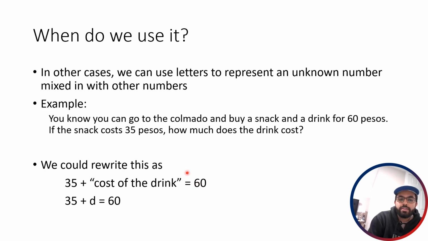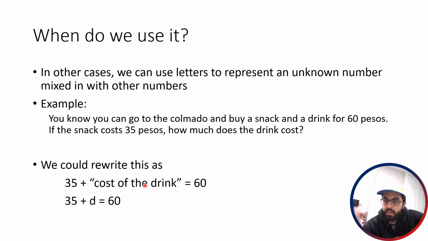So you could rewrite this instead of trying to transform it all in your head. Okay, I'm going to the colmado. I'm going to buy a snack and a drink. So I'm going to add those two prices together, the price of the snack and of the drink, and it's going to come out to give me 60. Now I know the snack costs 35 pesos. So I'm going to say 35 for the snack plus whatever the cost of the drink is going to be, 60 pesos, right? So this cost of the drink is a big question mark.